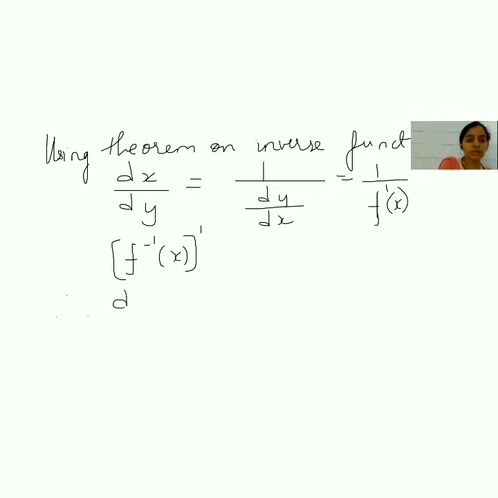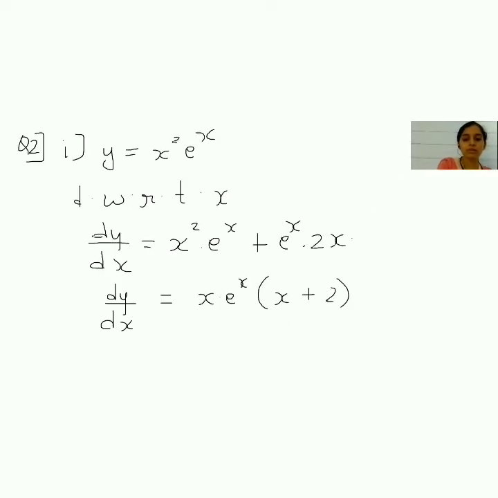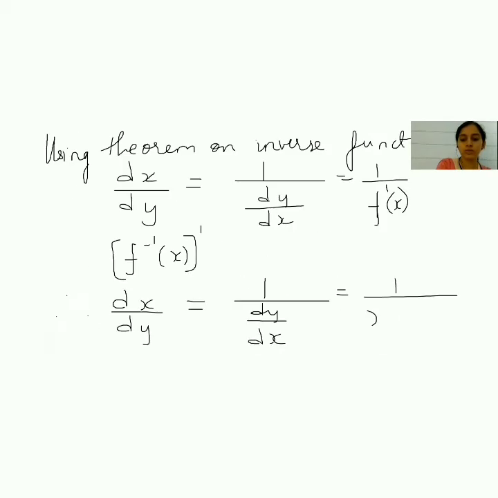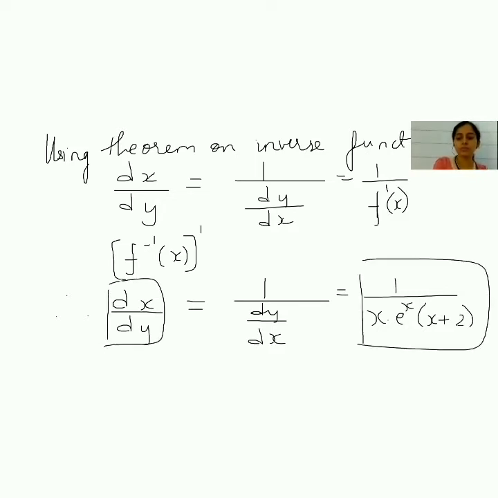Therefore, dx by dy is what we have to find, and it is equal to 1 upon dy by dx. Now, what is our dy by dx? 1 upon x e raised to x, x plus 2. This is your final answer. Dx by dy is equal to this. Yes, 1 upon dy by dx, the reciprocal. Clear? So I guess for question 2, we are clear on how to solve.